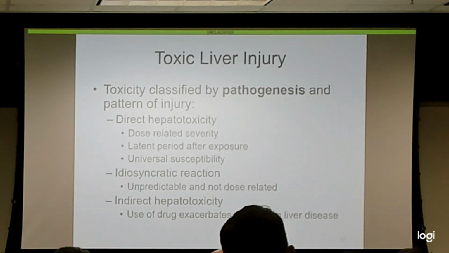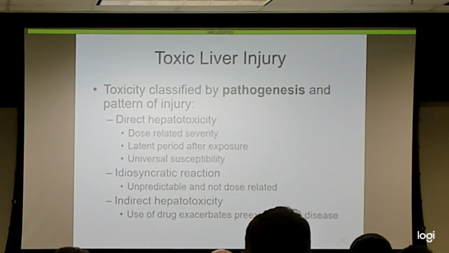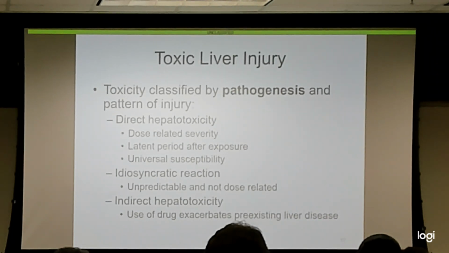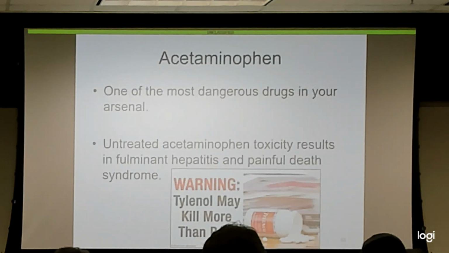Toxicity is classified by pathogenesis and pattern of injury. Direct hepatotoxicity is dose related to my medications. There's a latent period after exposure, and everybody's susceptible to it. An idiosyncratic reaction is unpredictable. It's not dose related. Some people might have a worse underlying liver problem, whether it's genetic, they take a medication, and it causes some problems. And then indirect hepatotoxicity is the use of drugs that exacerbate pre-existing liver disease.